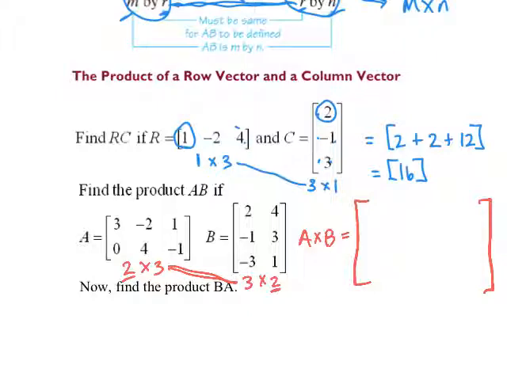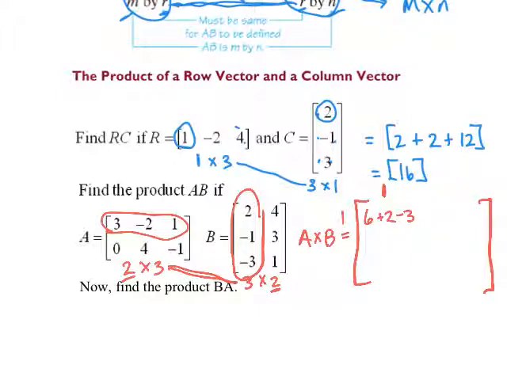So for my first row and my first column, I look at my first row and my first column. And in order, I'm going to multiply the pieces and add. So 3 times 2 is a 6, plus negative 2 times negative 1, so that's plus 2. And 1 times negative 3 is a minus 3. I'll go and add those together later.